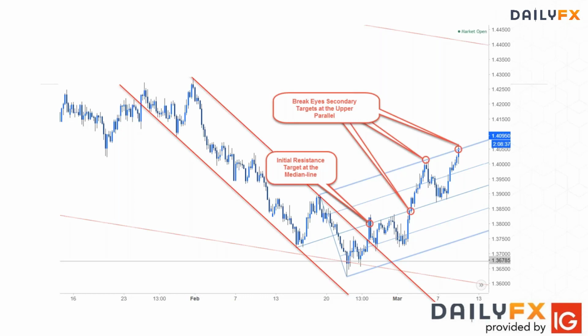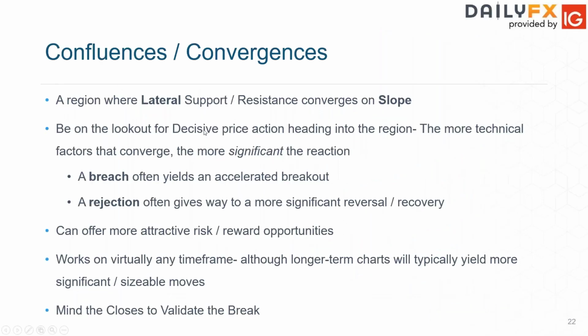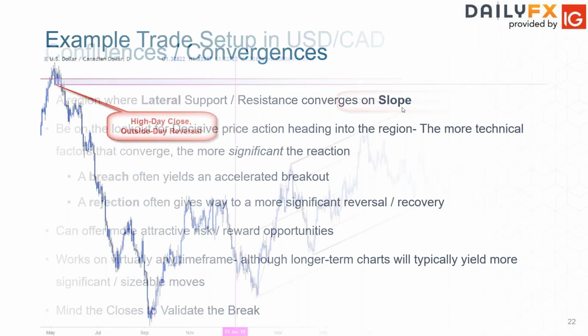All right, so convergences. Everything that we've talked about so far, lateral levels of support, Fibonacci, pitchforks, or basic trend lines, when these converge, that's where the power is, right? That's where that bread is really baked. You've got all the right ingredients. So a region where lateral support resistance converges on a trend line, a pitchfork, the slope of the market.